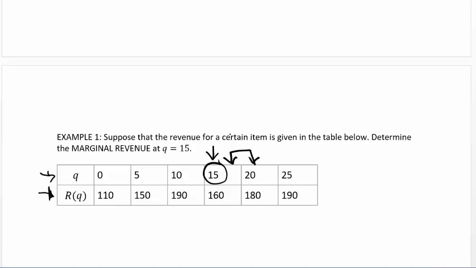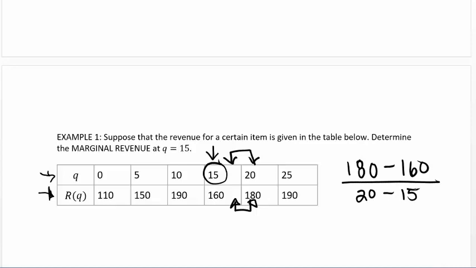So in order to do that, we're going to do the change in R over the change in Q. So we're going to do 180 minus 160. So those are the two dependent values over 20 minus 15. So on the top, 180 minus 160, I get 20. And on the bottom, I get 5. So when I crunch that number, I get 4.